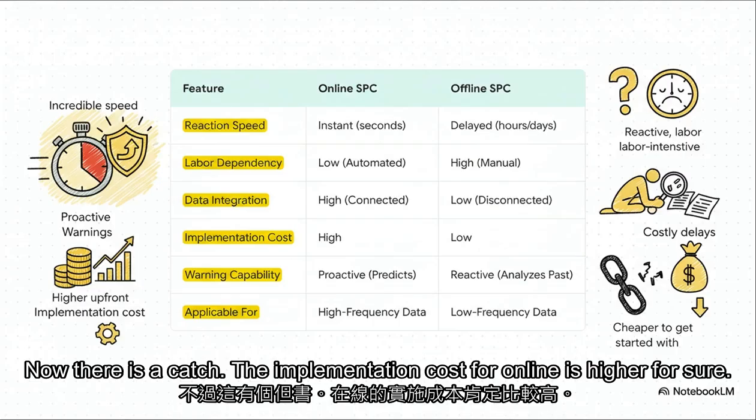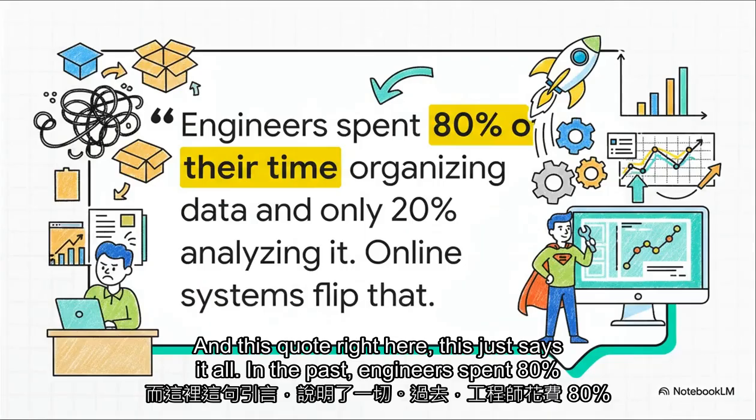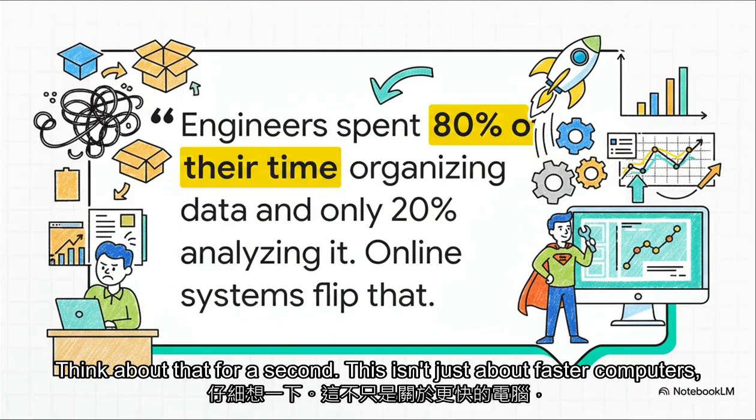Now there is a catch. The implementation cost for online is higher for sure. But the offline method, while cheaper up front, is just slow and disconnected. And this quote right here, this just says it all. In the past, engineers spent 80% of their time organizing data and only 20% analyzing it. Online systems flip that ratio. Think about that for a second.